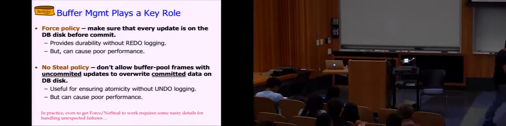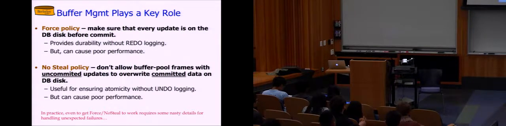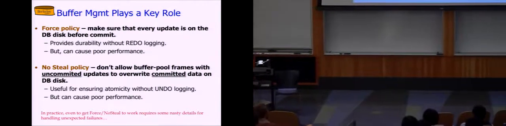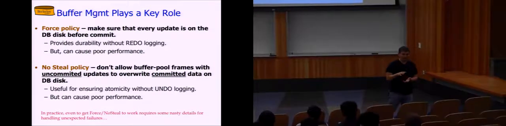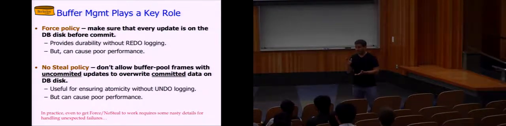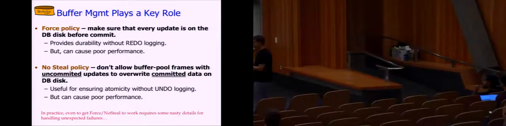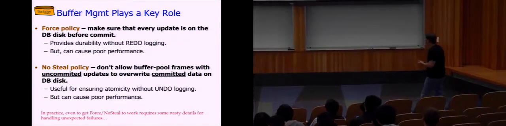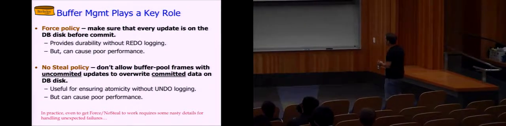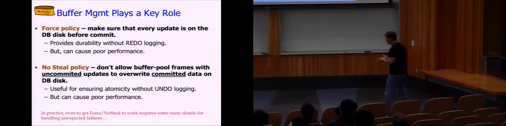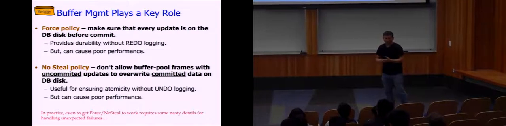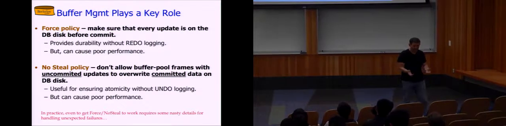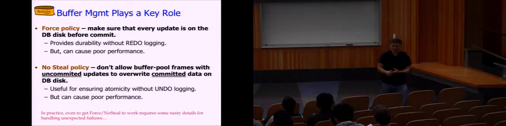First of all, when a transaction commits, there's the question of, do we force the transaction to push all its pages out of the buffer pool to disk before it commits? All right, before it reports commit. If we do that, we call that a force policy. Make sure that every update is on the database disk before commit. All right? So that provides durability without any redo logging because, of course, by the time you tell the user commit, all their stuff is safe in the database.